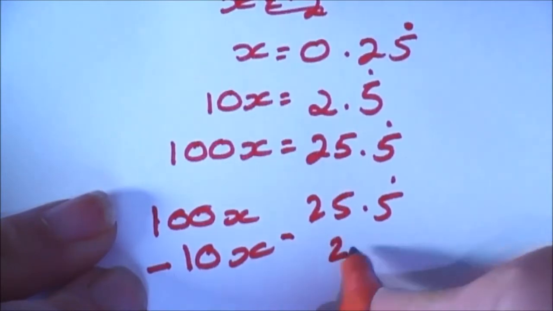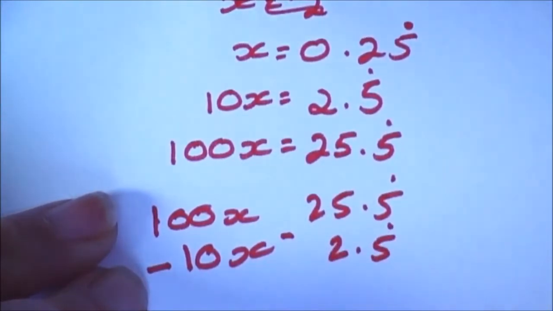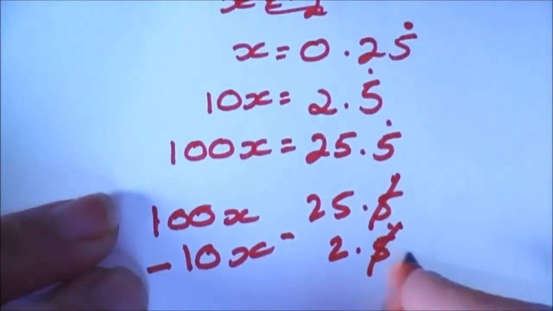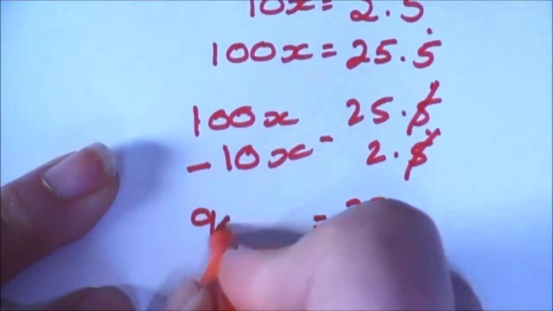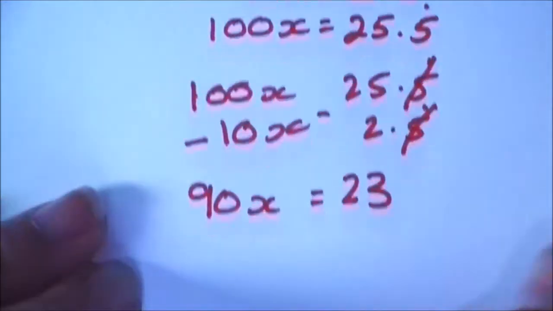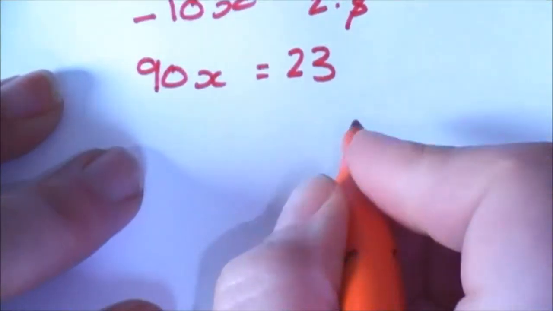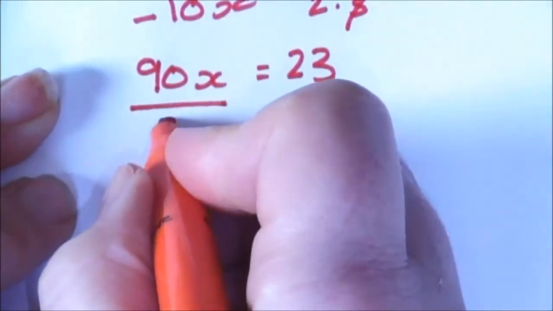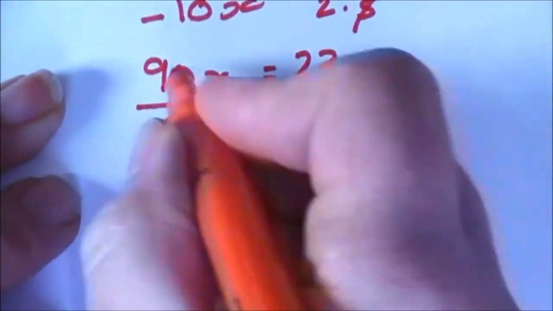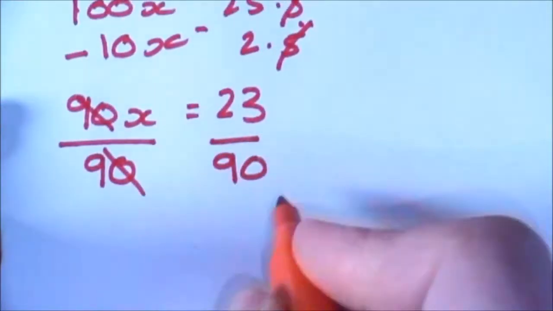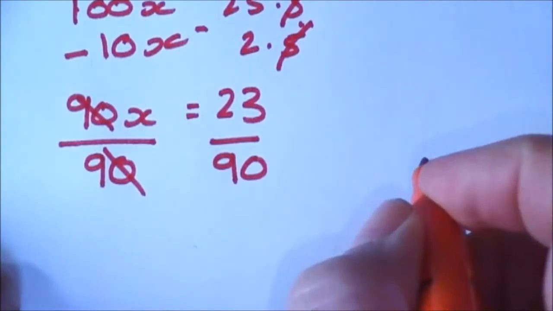that would give me 25.5 recurring, take away 2.5 recurring, means the recurring would cancel out, leaving me with 25 take away 2, which would give me 23. And because I did 100x take away 10x, that's actually equal to 90x. So now I've got 90x is equal to 23. I want x on its own, so I divide by 90 on both sides. That leaves me with x is equal to 23 over 90.